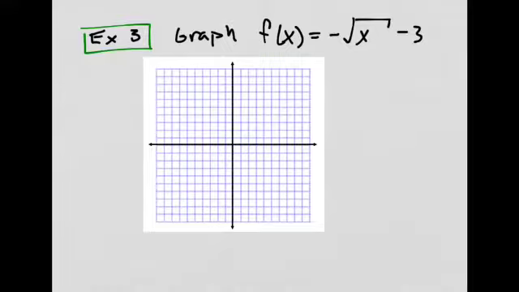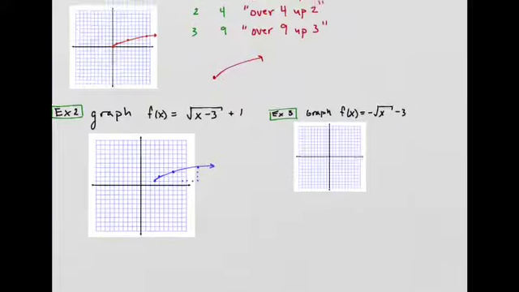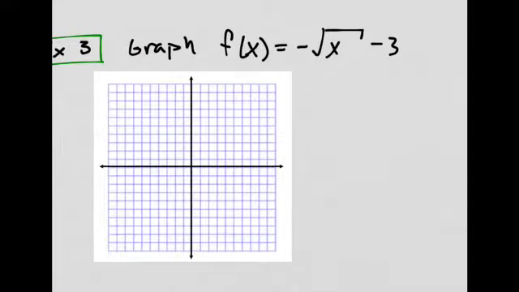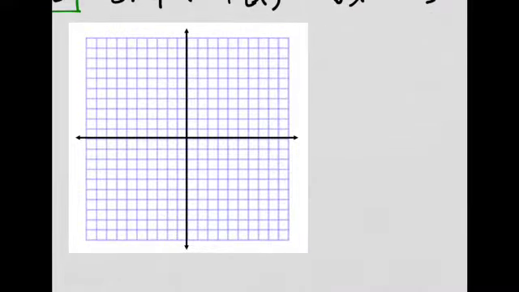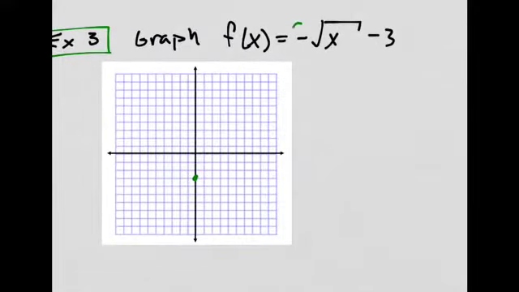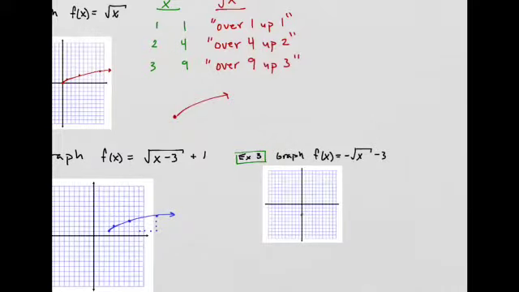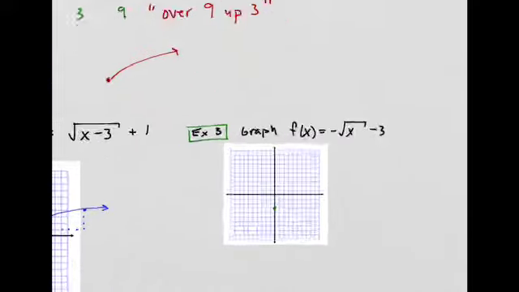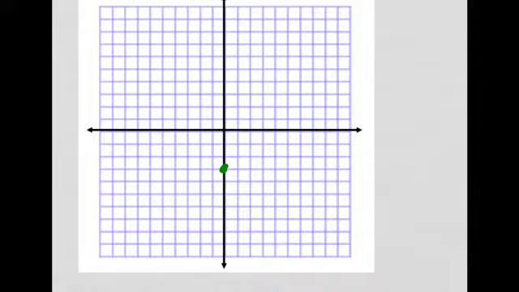First, we don't have an inside there, so we're not going to move left or right at all. But then it says down 3, so I'll go 1, 2, 3. That's my new vertex. That's where I'm going to start. And now this negative makes this pattern change to where it says down there. So that would just be over 1, down 1. I almost went up. Over 4, down 2, and over 9, down 3.